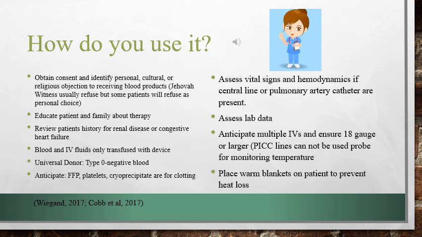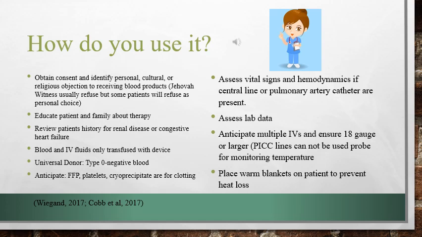We want to review their history because we need to see if there's any renal disease or any congestive heart failure, because that's going to end up being an issue when we put so much volume into a patient so quickly. We also need to remember that the only thing that is actually transfused through this device is blood and the IV fluid. So we don't want to be running our platelets through there, because those are fragile. We don't want to smash those. So just the blood and the IV fluids through the rapid transfuser.